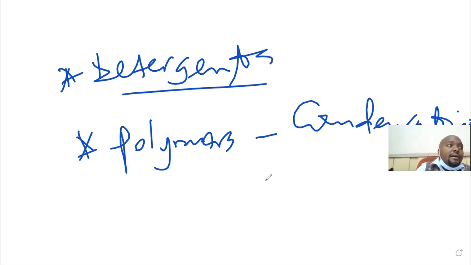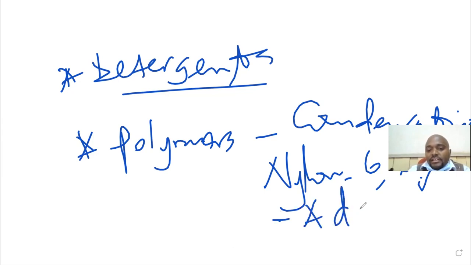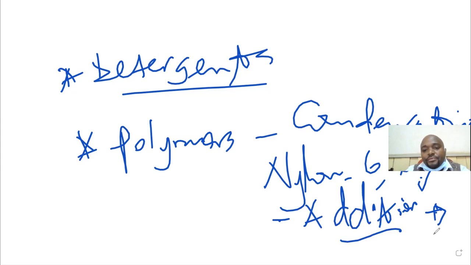For example, the synthesis of nylon 6,6. The reagents for production of nylon 6,6. Then also addition reactions, addition polymerizations. We emphasize the double or triple bonds. Up to that point, any question? You can post any question.